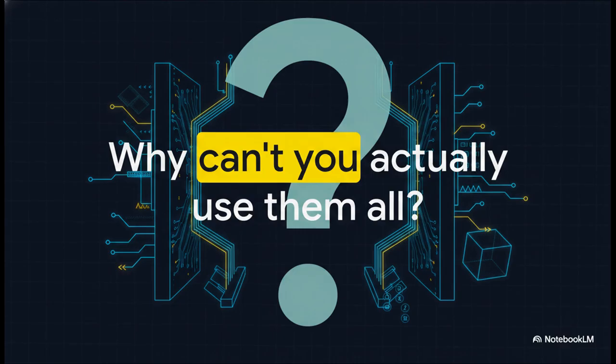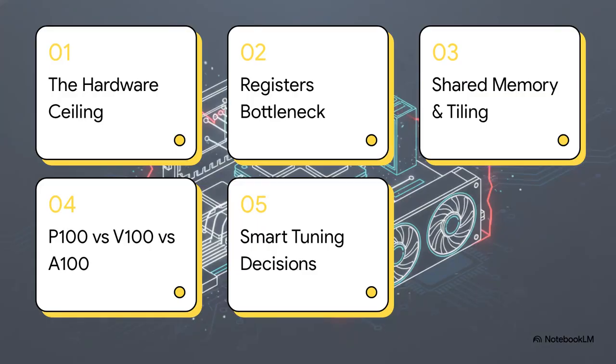But here's the real central conflict. Why can't you actually use them all? Because as a programmer, you're constantly battling this illusion of infinite parallelism. There are actually these invisible walls inside that hardware factory that prevent you from ever realistically hitting that 2,048 thread ceiling. Here's our roadmap for today's explainer.